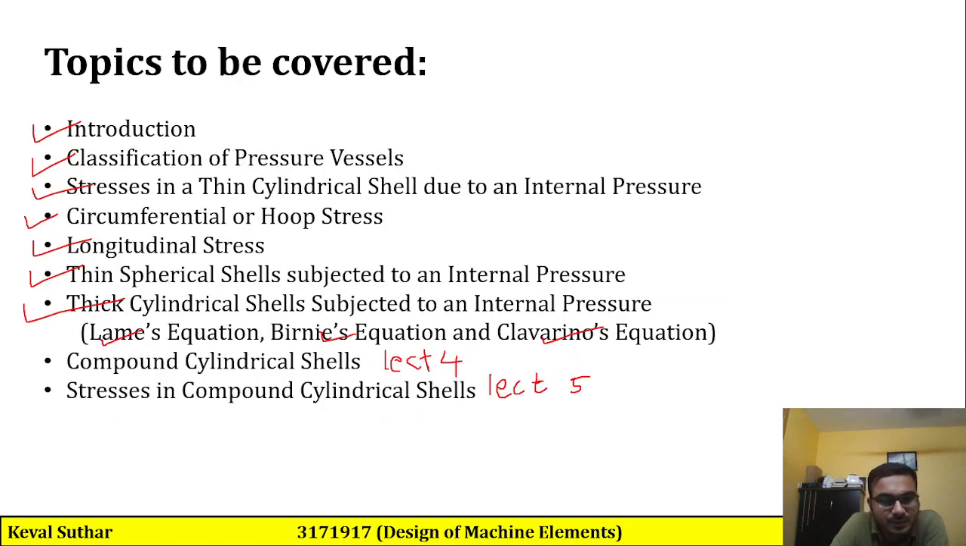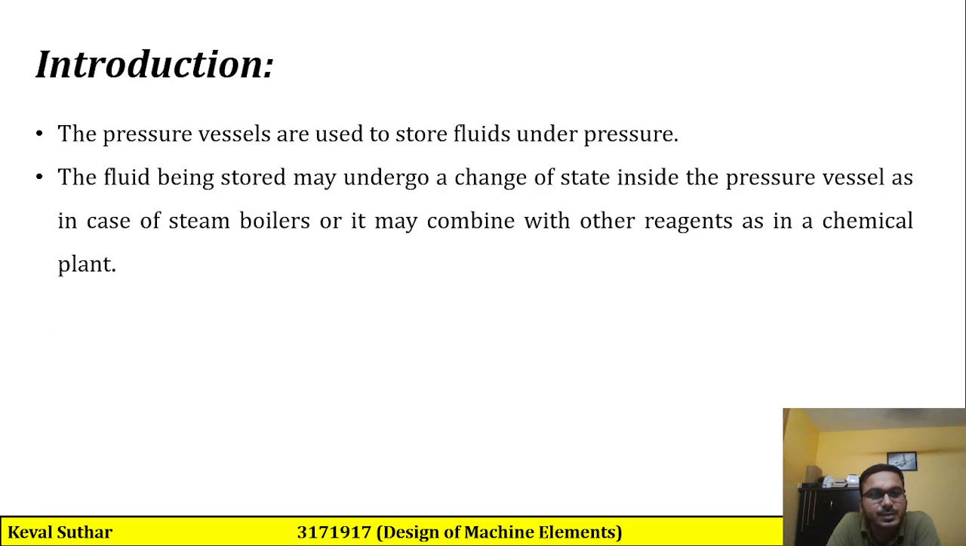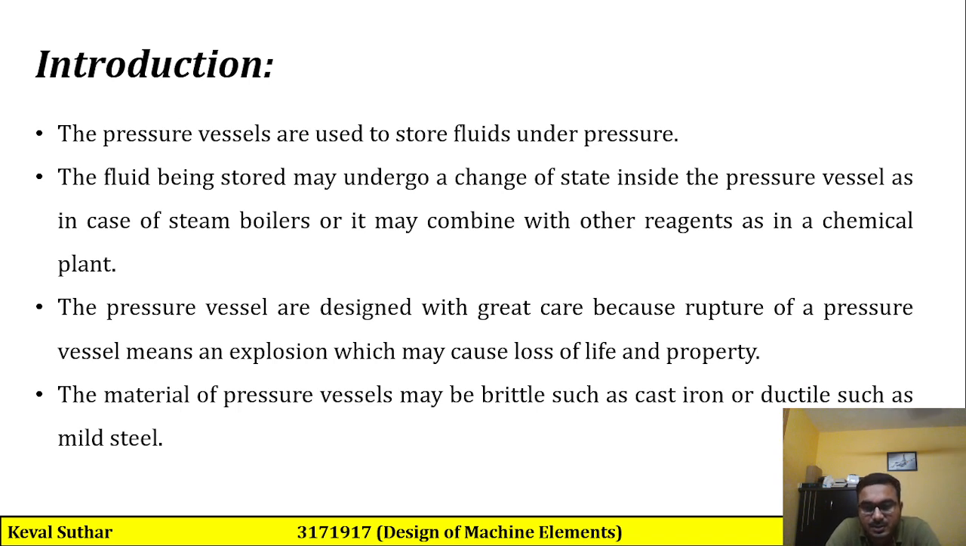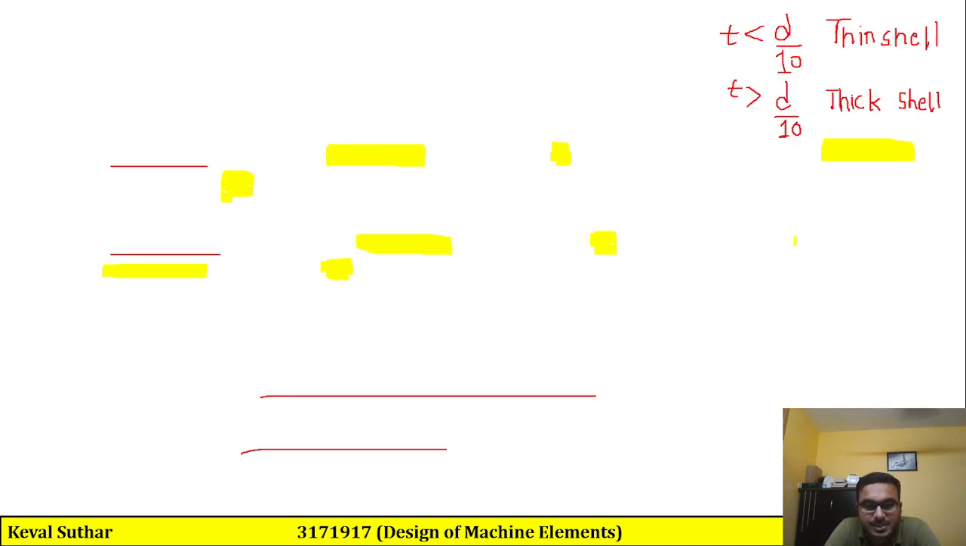So these are the topics that we have covered. First we begin with the introduction, that the pressure vessels are used for storage of fluid under pressure, and this fluid can undergo change of state or may combine with some reagents in the chemical plant. Now these pressure vessels have to be designed with extreme care, because if it fails, then it can end up in an explosion which may cause loss of life and property. So material can be brittle such as cast iron, or ductile such as mild steel.